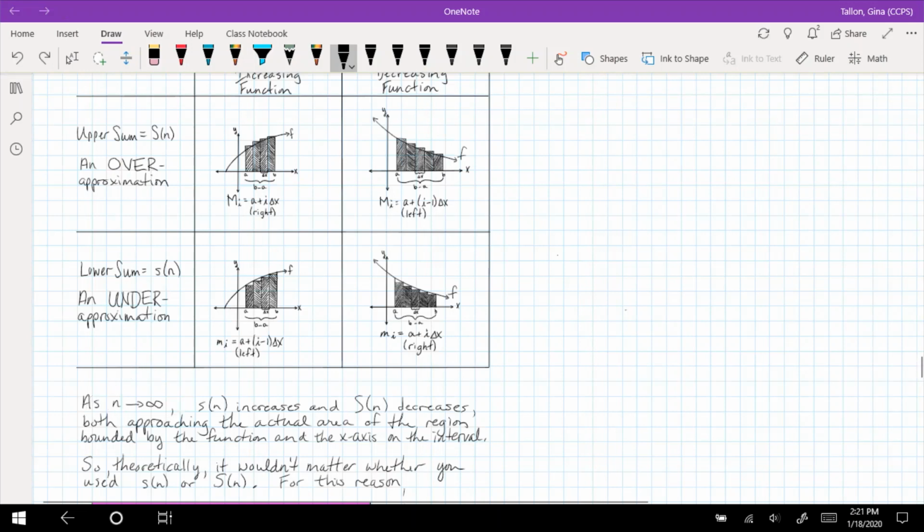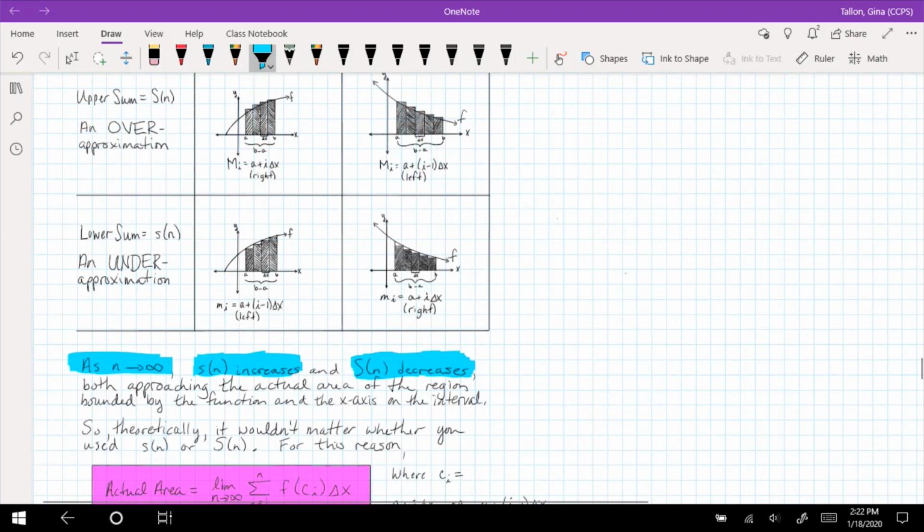As the lower sum increases, as long as you have n going to infinity, the lower sum will get bigger and bigger until it gets really, really infinitely close to the true area. Or the upper sum decreases and gets smaller and smaller, still stays an upper sum, so it's getting closer and closer to the true area. Both of them actually approach the actual area of the region bounded by the function and the x-axis on that interval. So theoretically, it wouldn't matter whether you used a lower sum or an upper sum.